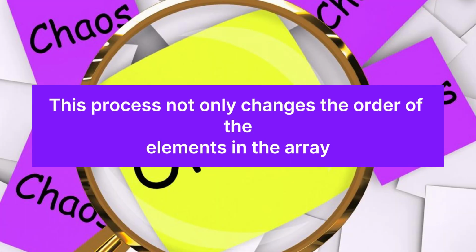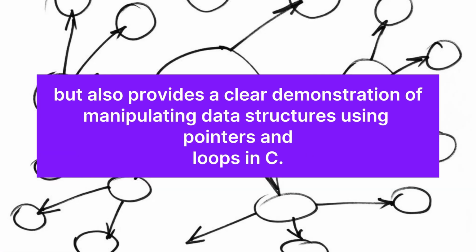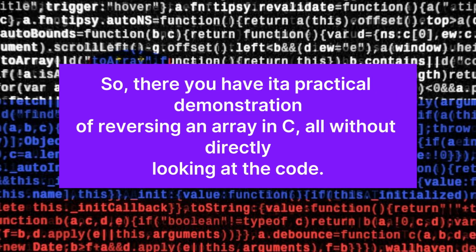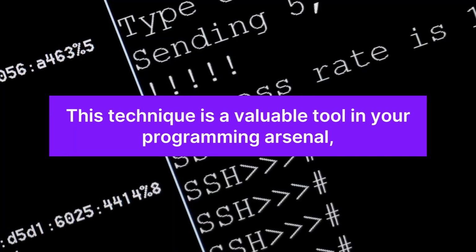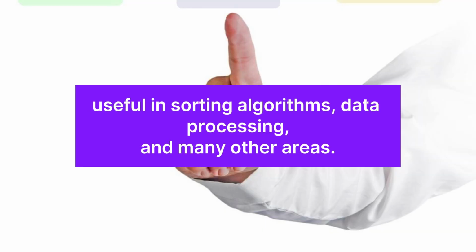This process not only changes the order of the elements in the array, but also provides a clear demonstration of manipulating data structures using pointers and loops in C. So there you have a practical demonstration of reversing an array in C, all without directly looking at the code. This technique is a valuable tool in your programming arsenal, useful in sorting algorithms, data processing, and many other areas.